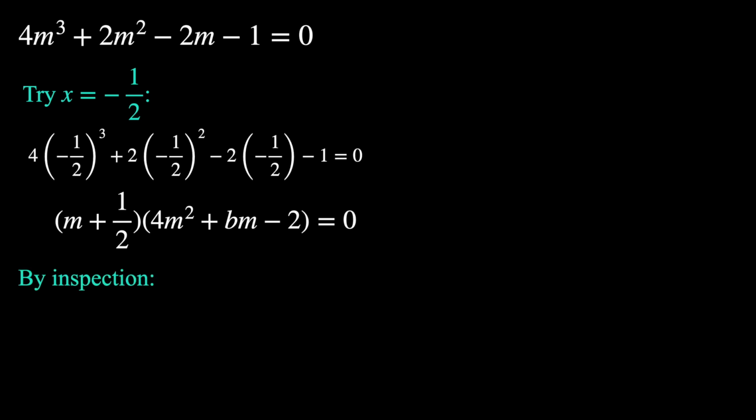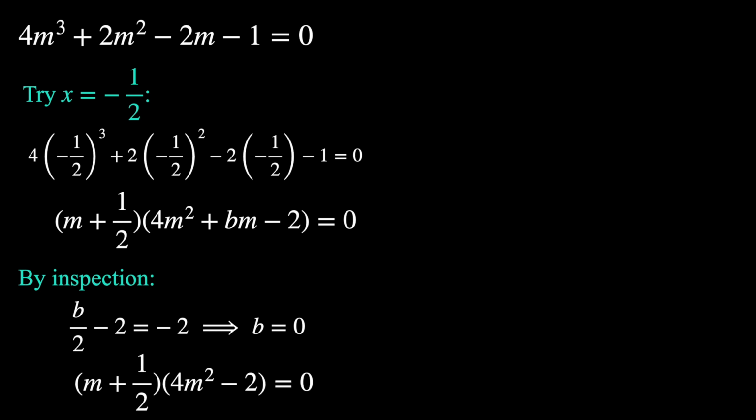So by inspection, we notice that the coefficients of m will be b on 2 and negative 2, and they must equal negative 2, which is the coefficient of m in our original equation. So then we can say b on 2 take 2 equals negative 2, which implies b equals 0, and then we've factored our cubic. So we get m plus a half multiplied by 4m squared take 2 equals 0.